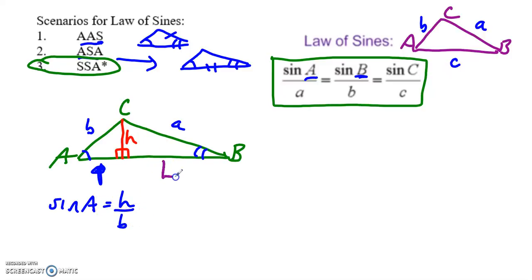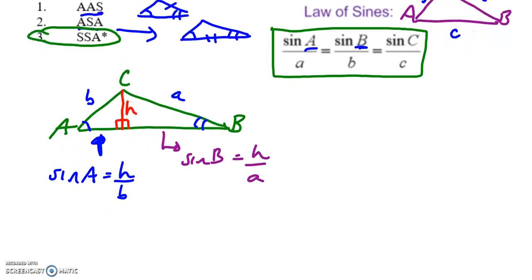And if I looked at the second right triangle here, I could do the same thing. If this is my reference angle B, the sine of B is equal to opposite h over hypotenuse A. Some of you might notice that both of these could be set equal to h. So if I multiplied this side by b, I'd have h equaling b times the sine of A. And if I multiplied this side by A, I could get h equaling A times the sine of B.